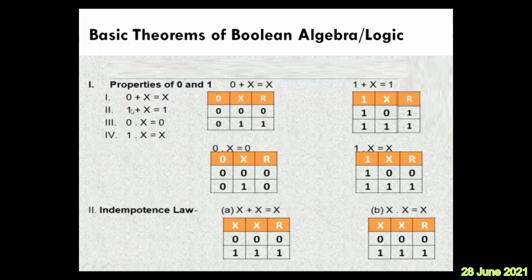In case of OR, 1 will dominate. In case of AND, 0 will dominate. So if you make it logical AND with 1, then it doesn't make any difference. In multiplication also, you know that if any value is multiplied by 1, the value will not change. For these things only: 0 plus x, 1 plus x, 0 dot x, 1 dot x.